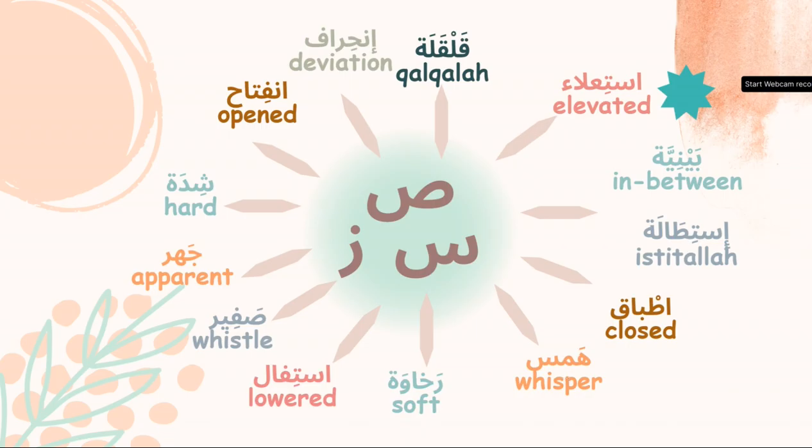We know the letters of hams are فحثه شخص سكت. This is the sentence that the scholars put so that we remember those letters. فحثه شخص, there comes the Sad, and سكت, the Sin. Very good. The whistle, safir, the three of them have this safir. Istitala, we mentioned this with the Dad. It's the only letter that has this character. So I think we covered all the characters that we already talked about.